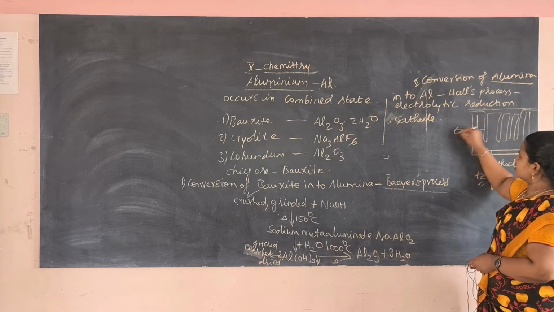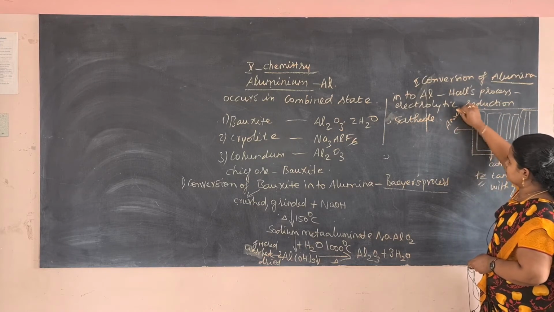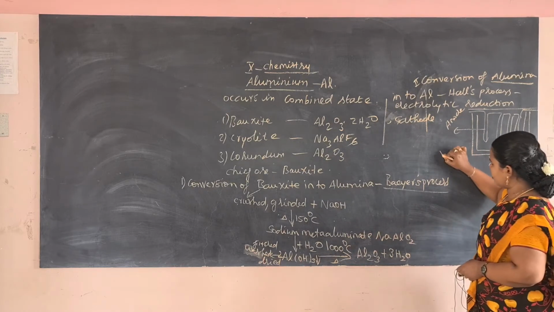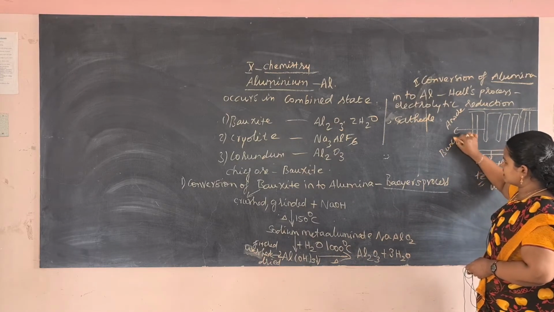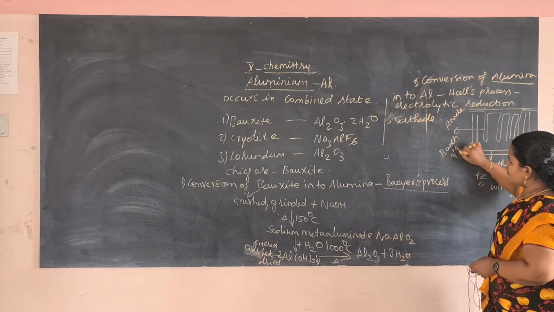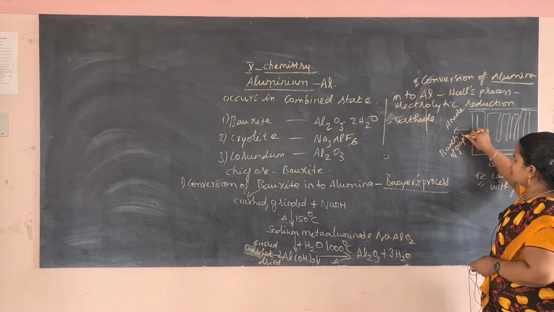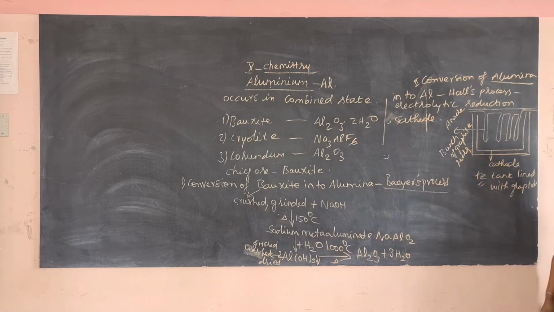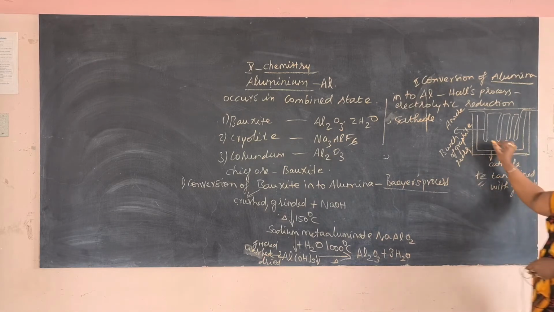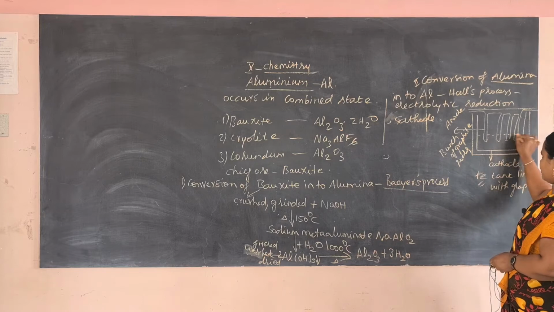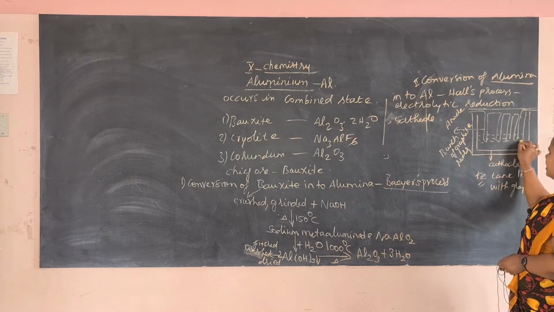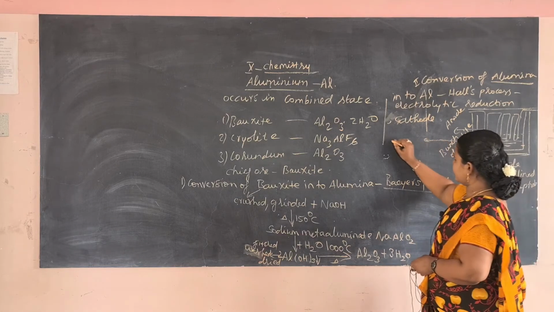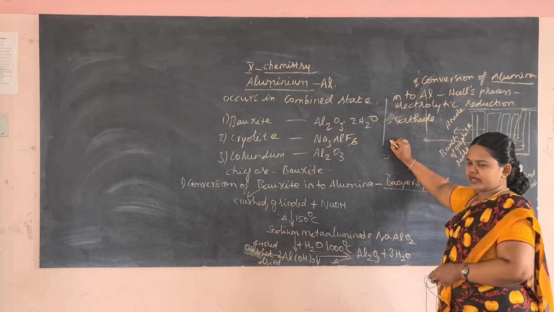A bunch of electrodes dipped in molten electrolyte. The anode is a bunch of graphite electrodes, a bunch of graphite rods, dipped in molten electrolyte. So what is the electrolyte? We are going to see what electrolyte is used. Here the electrolyte is what?